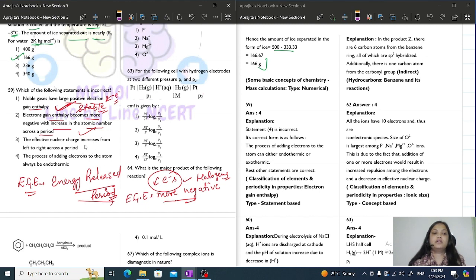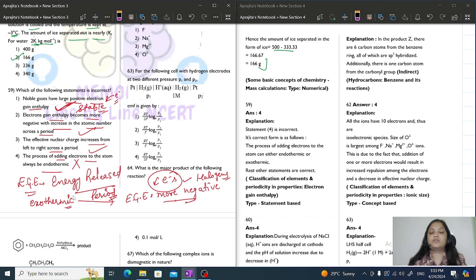Effective nuclear charge increases from left to right. Yes, this is also true because electrons are added to the same shell, so the effective nuclear charge increases and atomic size decreases. The process of adding electrons to the atom is always endothermic. This is wrong because energy is released when an electron is added to it. So that is exothermic.